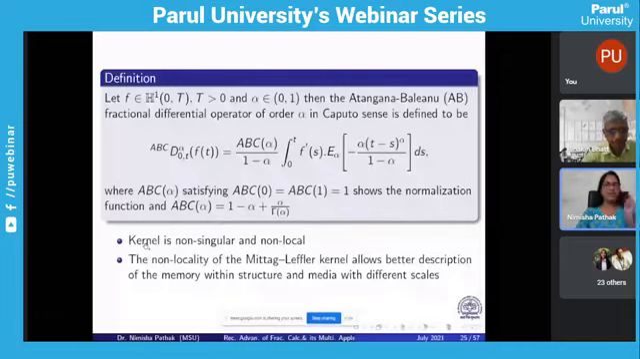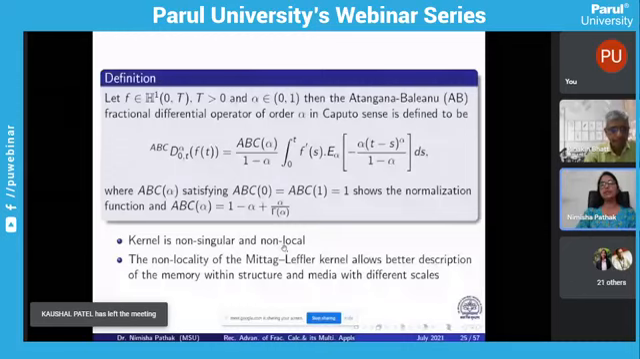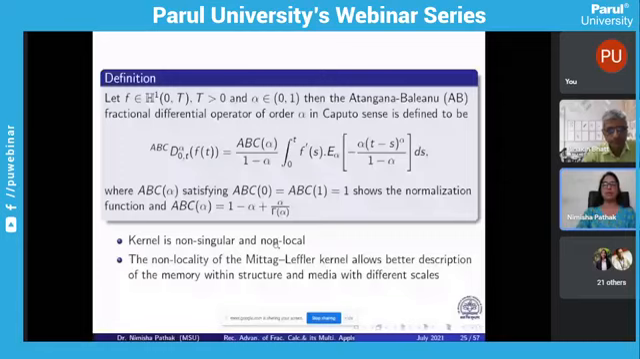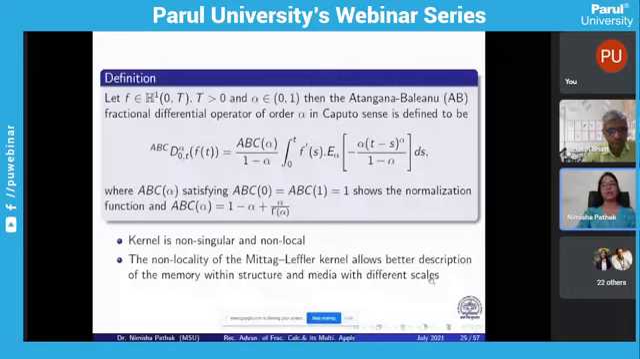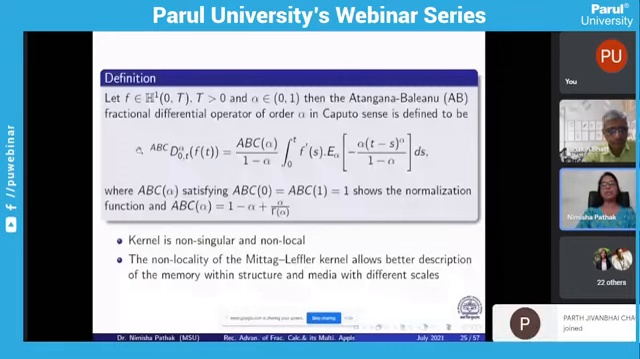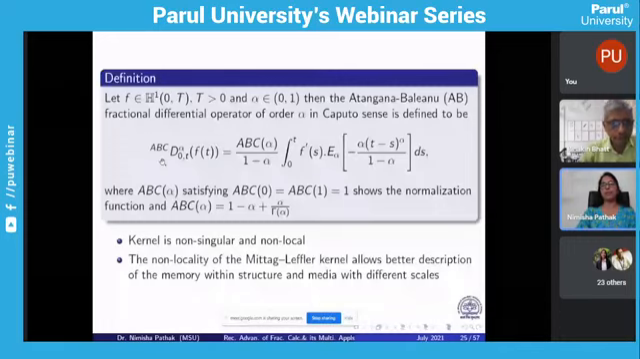If you see that non-locality, then the memory is stored, and hence due to this memory property, it can be useful in many real world problems. The non-locality of the Mittag-Leffler kernel allows a better description of the memory within structures and media with different scales. Recently we can see many research papers on this Atangana-Baleanu operator. They are useful in many applications. We will see.